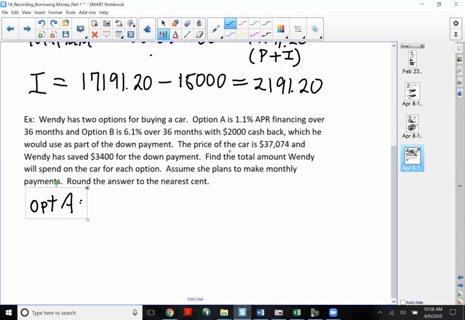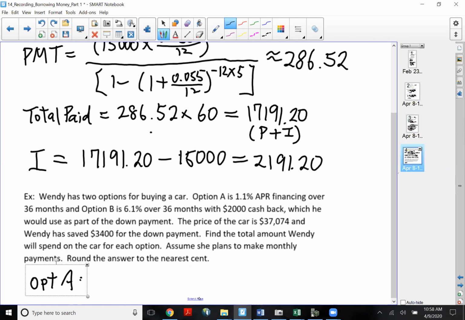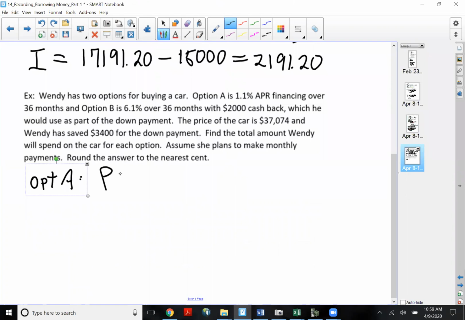Under option A, how much was she financed for? In the formula, you have to know three things: what you finance, the interest rate, and the number of payments a year, which is always 12. So let's find the amount financed. The car was $37,074, and she already saved $3,400 for down payment, so we subtract $3,400. She will end up financing $33,674.